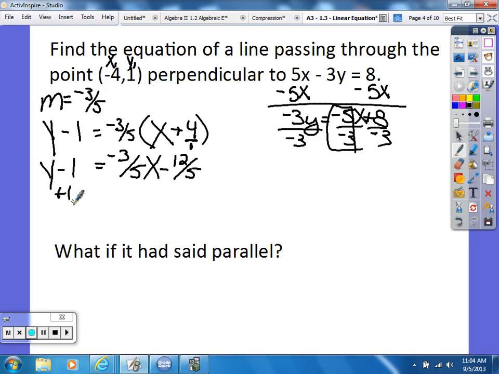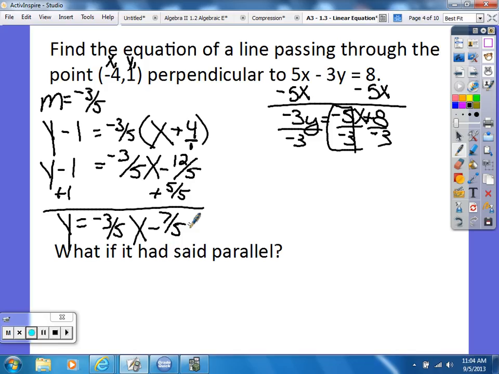And now I'm just going to add 1, which is actually like adding what over what? 5 over 5. So I get y equals negative 3 over 5 x. 12 and 5 make 7, right? Minus 7 over 5. And that's it.